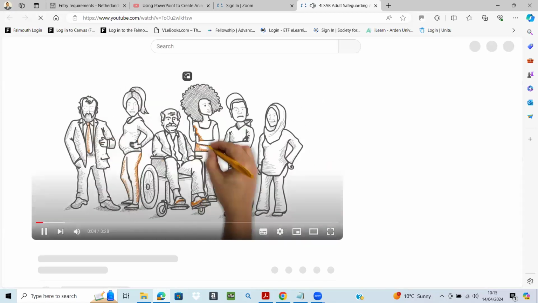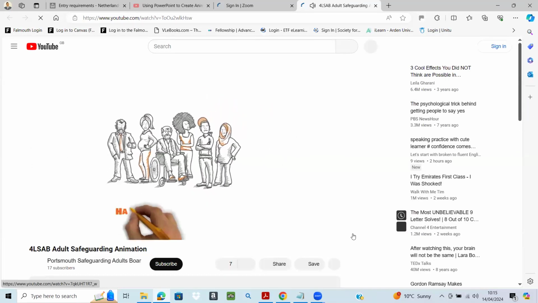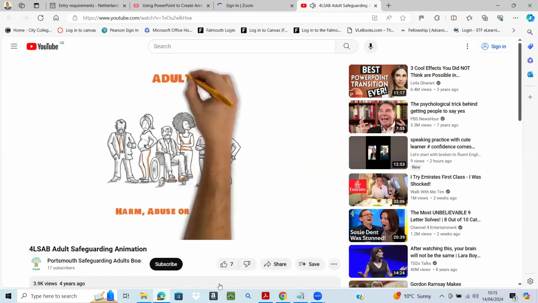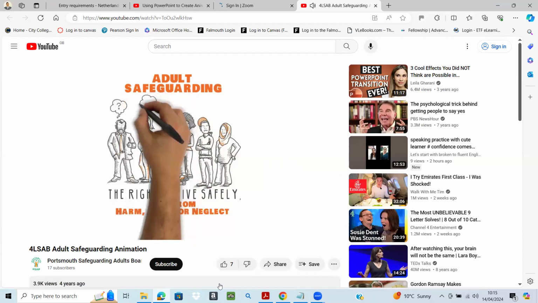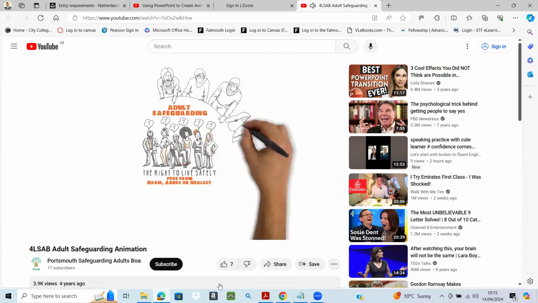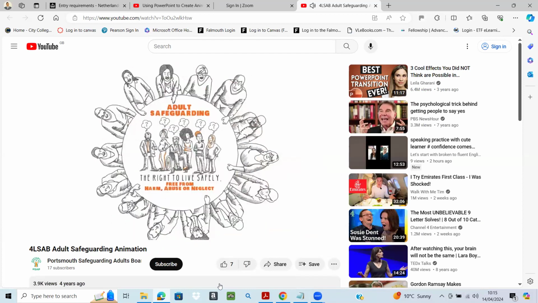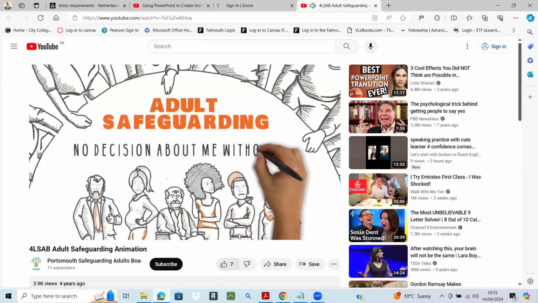Every adult has the right to be and feel safe. But sometimes people may experience harm, abuse, or neglect. We can all play a part in keeping adults safe, whether this is happening to us or someone else. Are you worried about something that's happening to you or to someone you know? Keeping adults safe is everyone's business. It's a team effort, working with the person in the centre being supported to work out what's important to them.